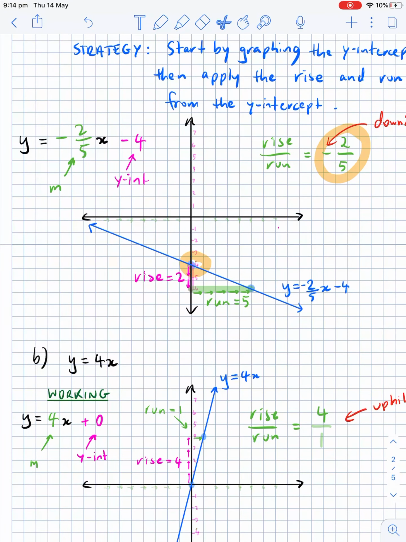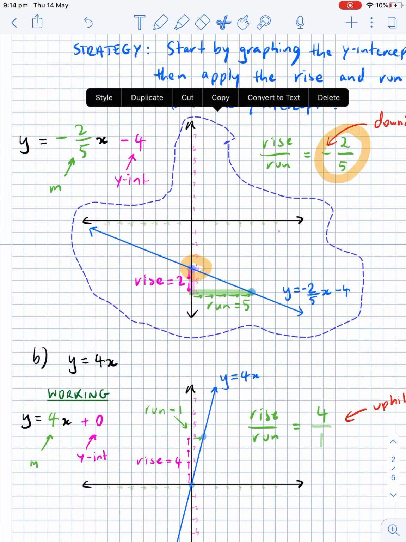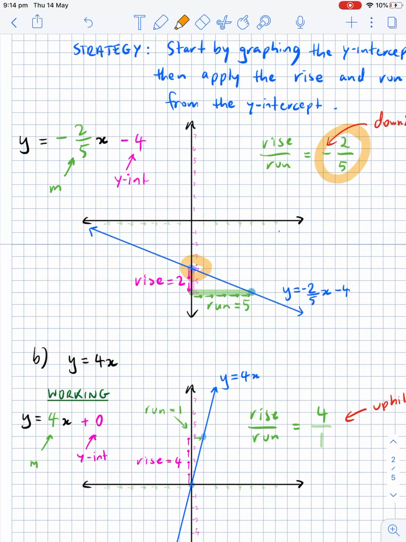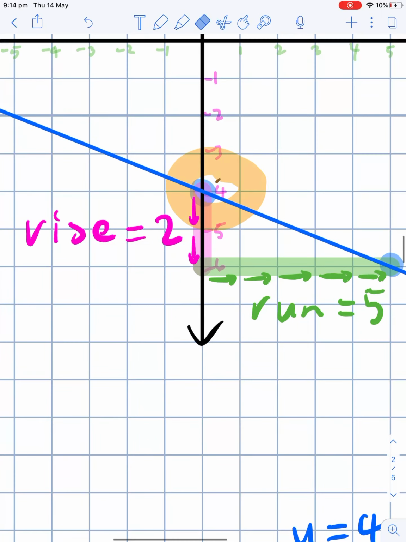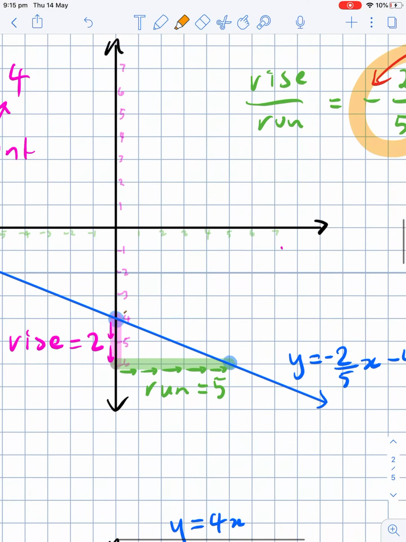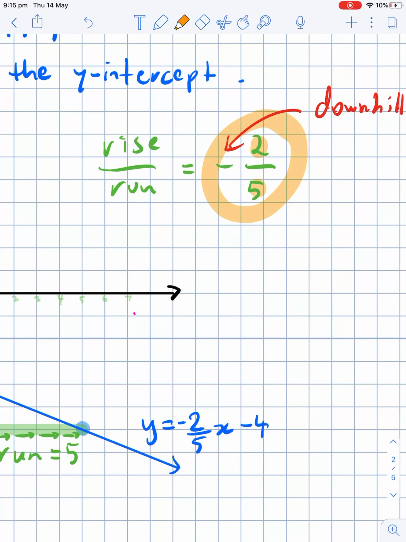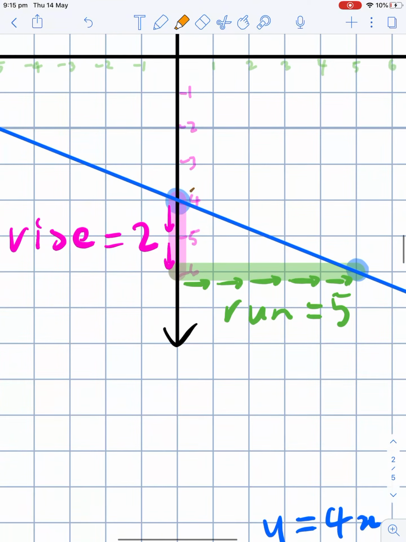I'm just going to slide this so it lines up with the grid a little bit nicer. Slide that down. That's a bit better. So we can see that from our y-intercept of -4, we're going to go down 2 because the rise has to be 2 and it has to go downhill. And we need the run to be 5 because we've got a rise of 2 and a run of 5. So we've gone down 2 and then we're going to run across 5. And this makes the correct triangle, as you can see. So when we do that, we end up here at this point.